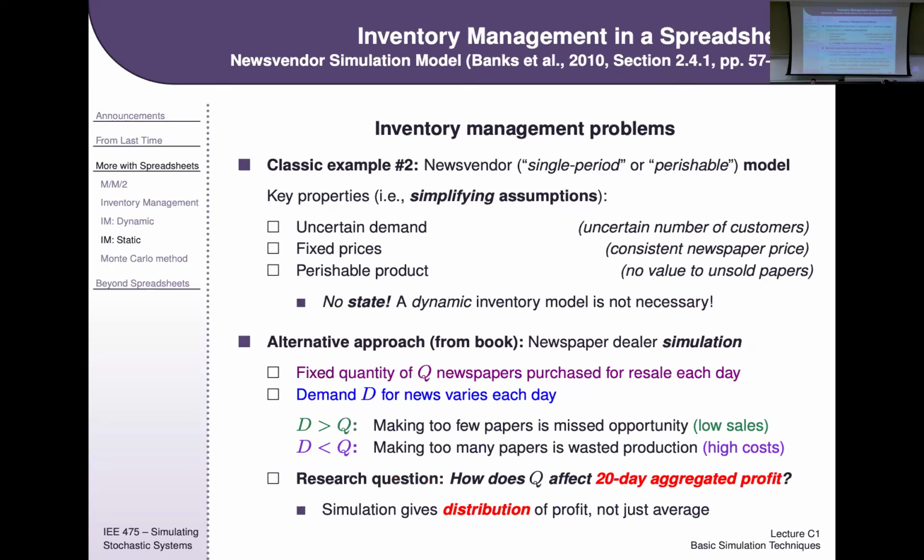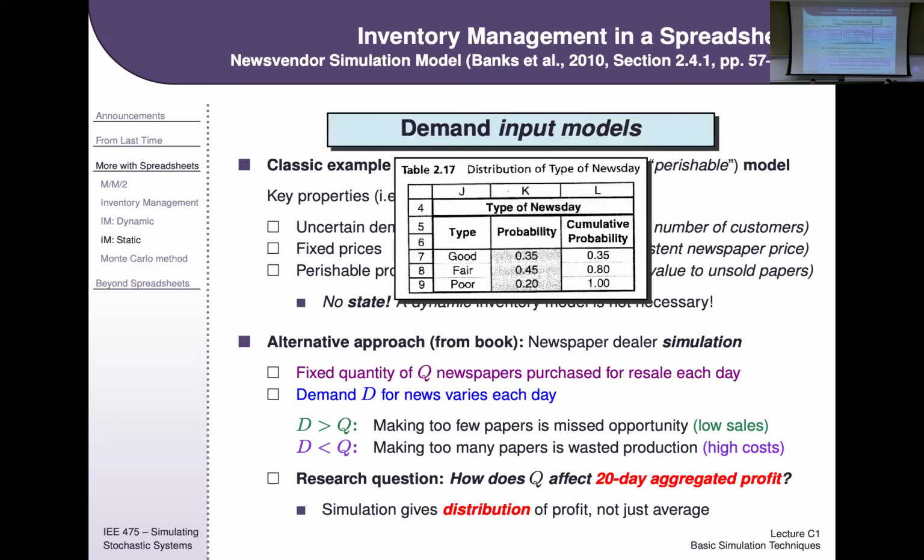Well, let's make it a little more interesting. We'll say we've got a fixed quantity of newspapers Q that will be purchased for resale every day. We have a certain demand distribution that will vary each day. And this is where things will get very interesting in the spreadsheet. If demand is bigger than Q, we're making too few papers. If demand is less than Q, we have too many papers, and we can accumulate high costs. So how do we set this Q? Well, the demand distribution for newspapers is very complex, and it's going to require a complex input model, not something that you can easily do in a little calculus-based model.